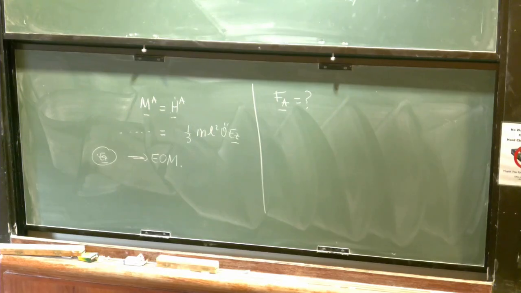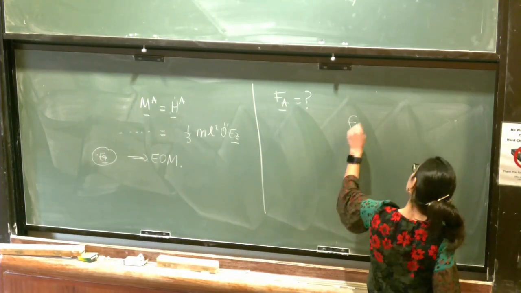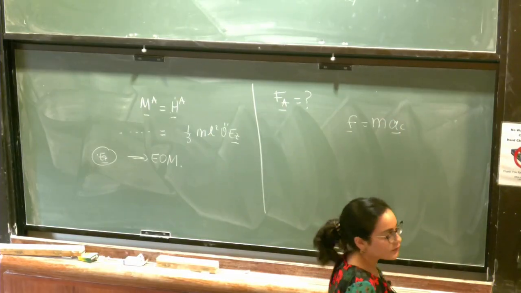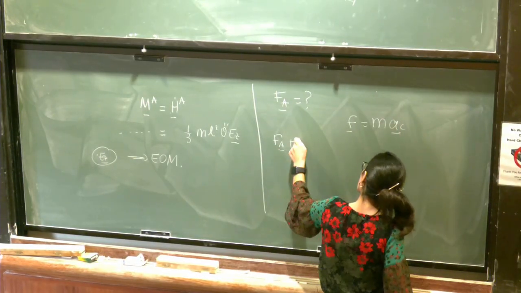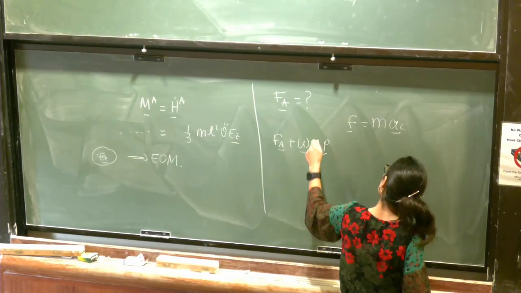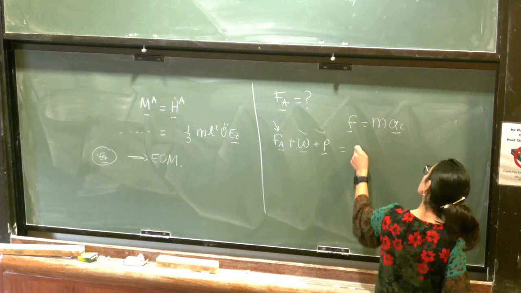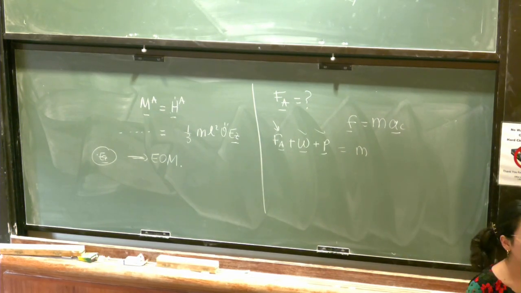The balance of linear momentum, right? F is equal to MAC. Okay, sum all the forces. So that would be FA plus the weight, which we already figured out, plus P, which we already figured out. So FA is our only unknown here, is equal to M. How do I find AC? The acceleration of the center of mass.